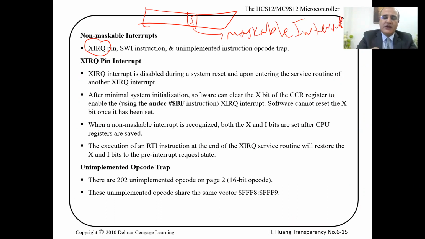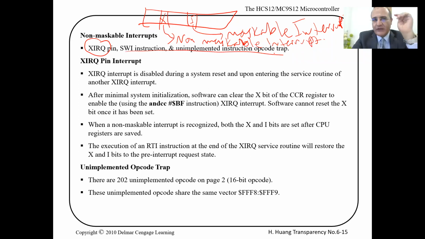Okay, and we use it to enable or disable maskable interrupts, like the IRQ. And there's a bit called the X interrupt. This is for non-maskable interrupts. Okay. So the XIRQ pin is a hardware interrupt. In addition to these, I'll come to them in a second, are non-maskable, which means inside your code, you cannot disable them or ignore them when they happen.